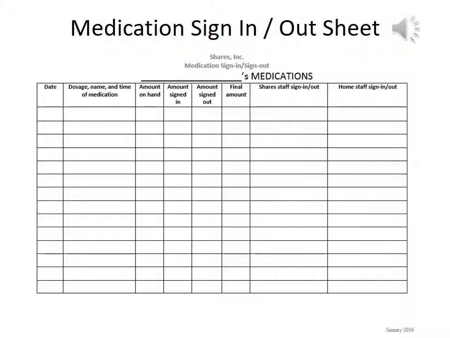The amount signed in is staff bringing in 10 pills. You would put 10 pills there. Signed out is staff taking any medication outside of the building, and then what's the final amount that we have. And then the staff will sign, and whoever is bringing in the medication will sign. So that could be residential staff, it could be a participant if the participant's bringing the medication.